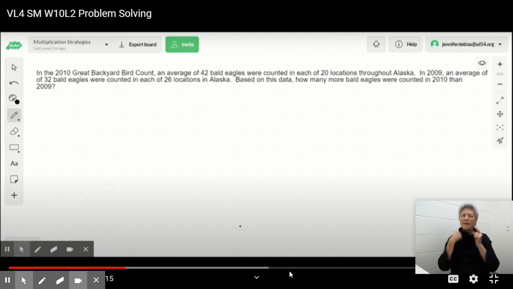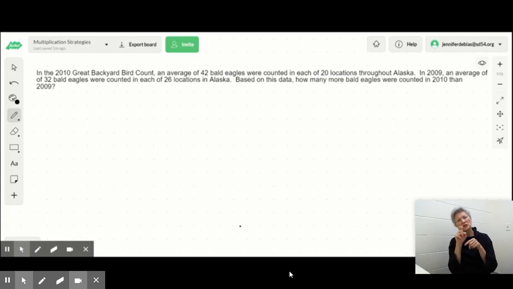So I'm looking at my question, it's asking me how many more bald eagles were counted in 2010 than in 2009. So I'm thinking that I first need to figure out how many bald eagles were counted in 2010 and how many total bald eagles were counted in 2009, and then compare those two values. So let's start with that.